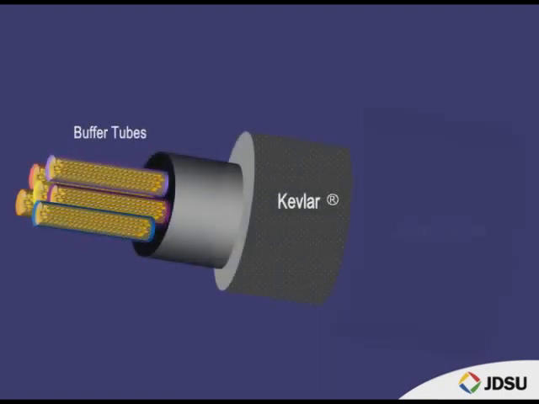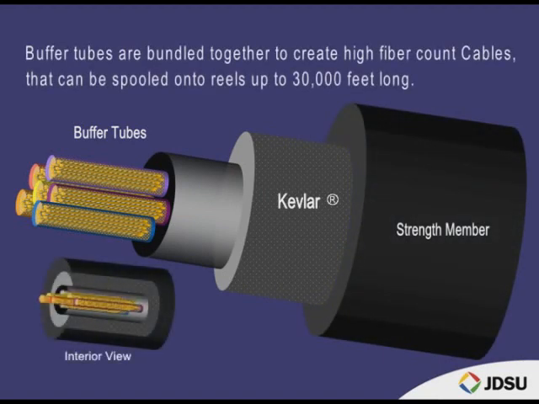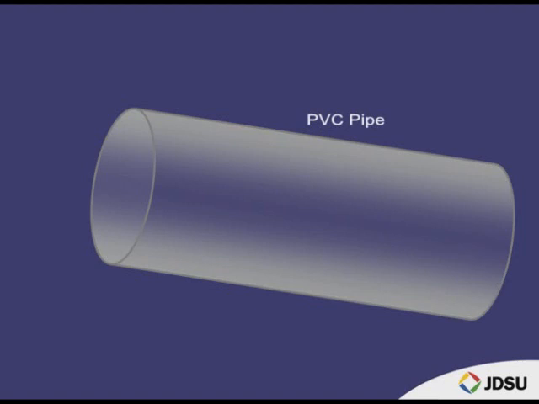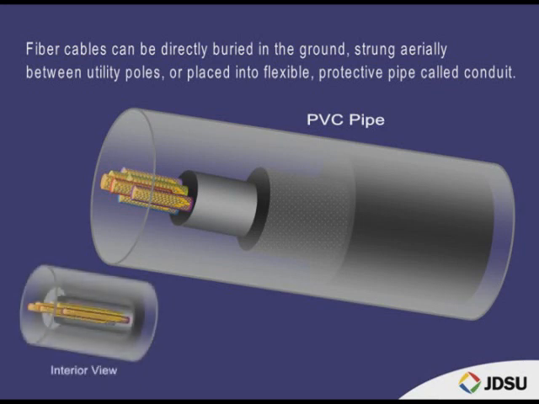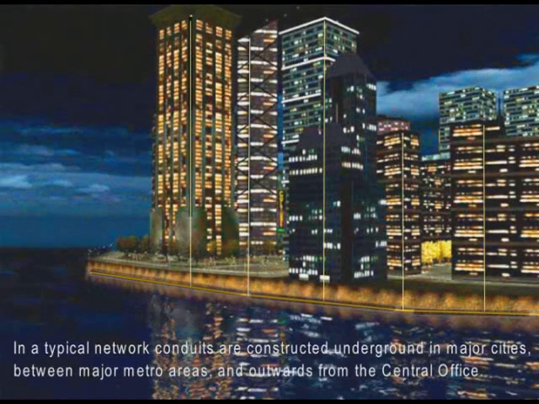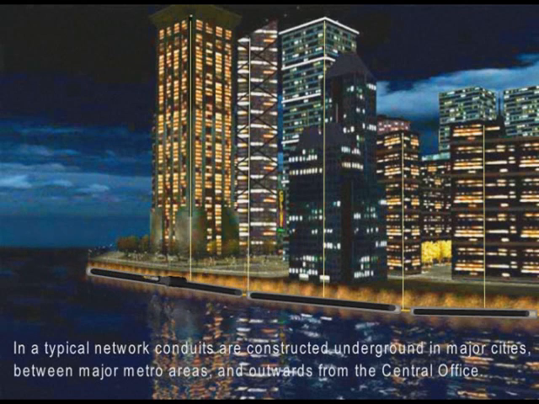Buffer tubes are bundled together to create high fiber count cables that can be spooled onto reels of up to 30,000 feet long. Fiber cables can be directly buried in the ground, strung aerially between utility poles, or placed into flexible protective pipe known as duct or conduit. In a typical network, conduits are constructed underground in major cities, between major metro areas, and outwards from the central office.